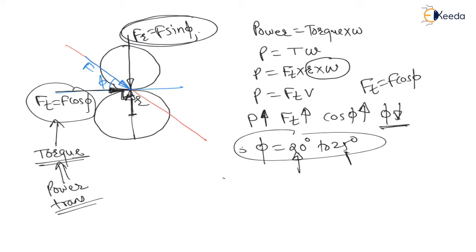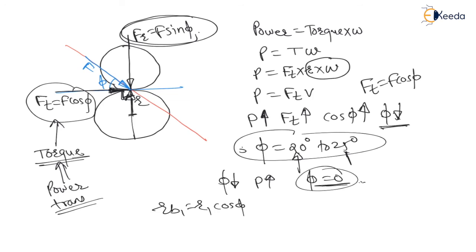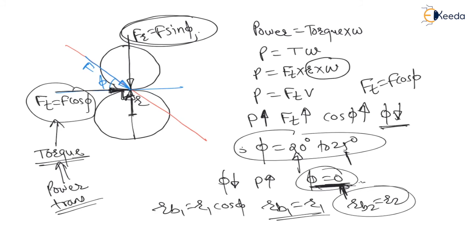Now my dear students, as phi must be minimum for power transmitted to increase, then why are we not using phi equal to 0? The minimum value for phi is 0. Why are we not using this value? Because see, RB1 is equal to R1 cos phi, and if phi becomes 0, then cos phi will become equal to 1, and then RB1 will become equal to R1, that is, the base circle and pitch circle will become the same, right? And similarly RB2 will become R2 if cos phi becomes 1, that is, phi becomes 0, right?